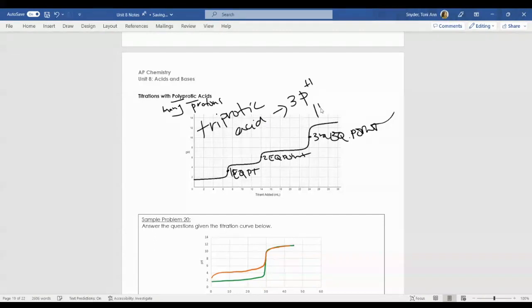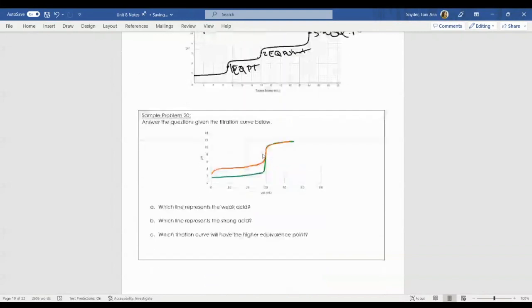What could it be? Maybe it's phosphoric acid, because phosphoric acid has 3 protons. So this could easily represent something like that. What would it look like if I had, let's say, sulfuric acid? I probably would stop the graph right about here, because it would remove the first proton and then the second proton. So just beware that you might see a titration curve with many bumps, and that's just because you're removing consecutive hydrogen atoms.